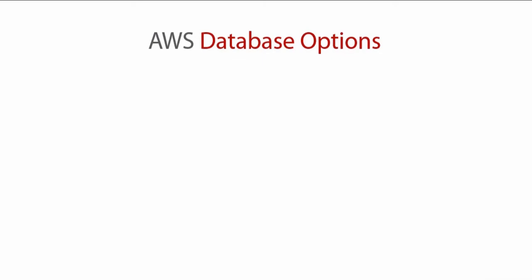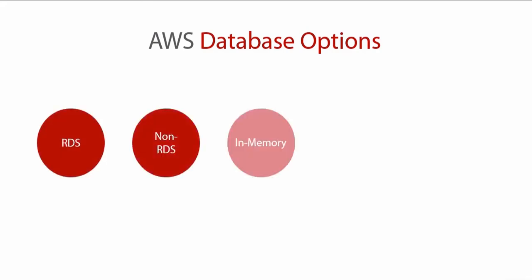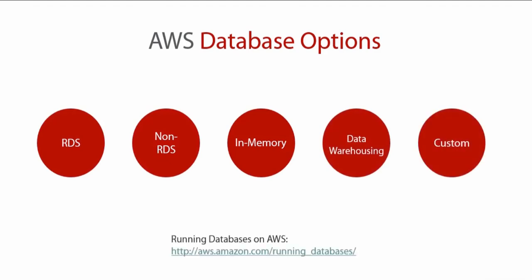As with everything else on the AWS platform, you'll find that you have a lot of choice. And when it comes to databases, AWS gives you a lot of options. So for starters, you have the traditional relational database services, right? You have then non-traditional RDS or relational database services. You have in-memory type databases.